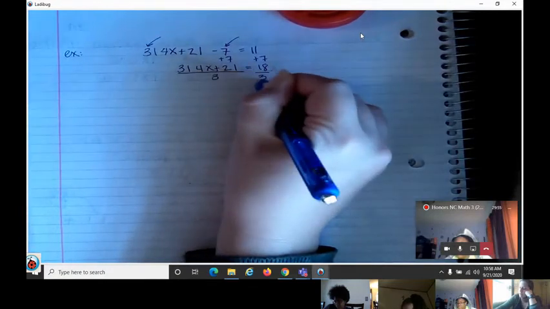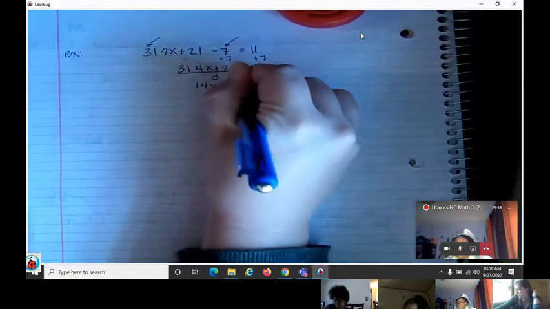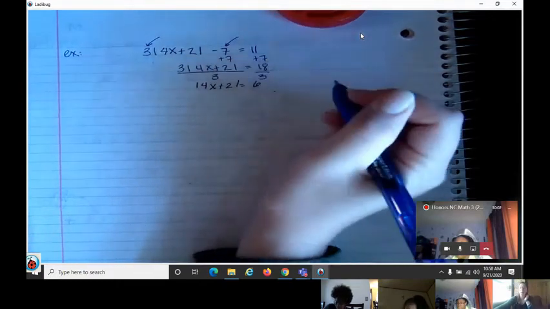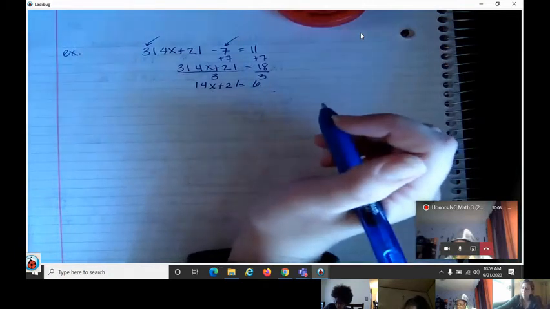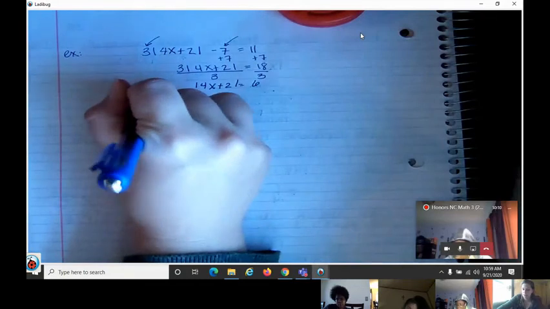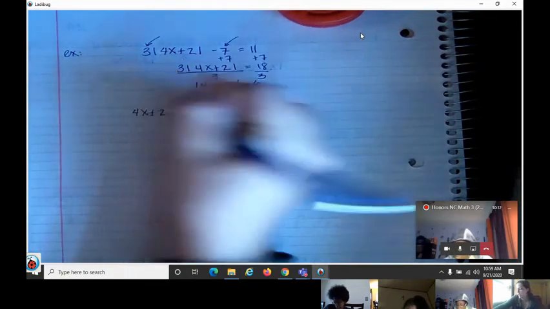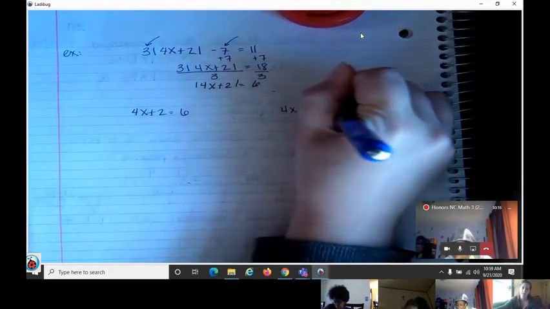And 18 over 3 is 6. Yep. And now we have our absolute value by itself. So now we can split it into its two pieces. 4x plus 2 equals positive 6, and 4x plus 2 equals negative 6.